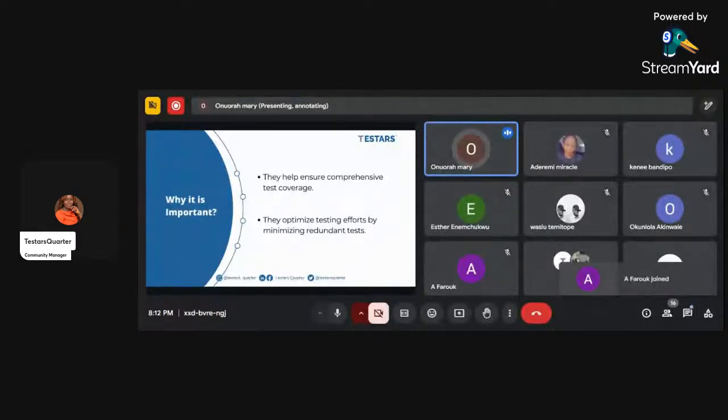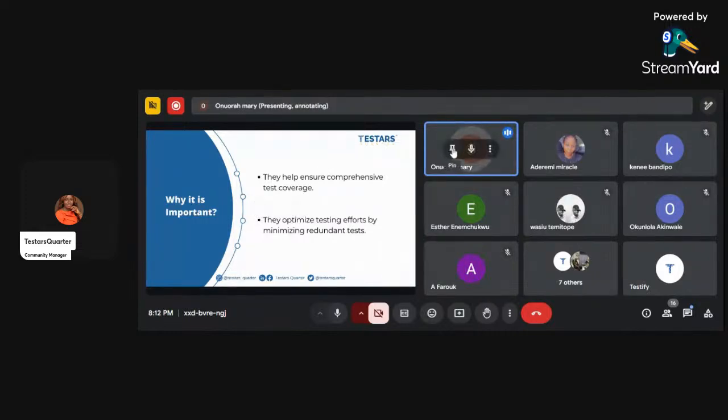Why are these techniques that we're going to be talking about important? So first of all, they help us to ensure comprehensive test coverage, right, with minimal effort. They help you optimize your testing efforts and minimize redundant tests.